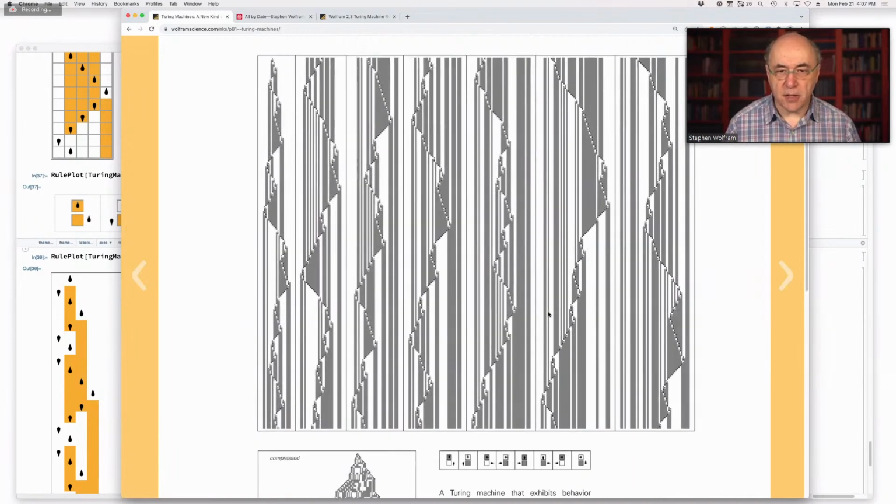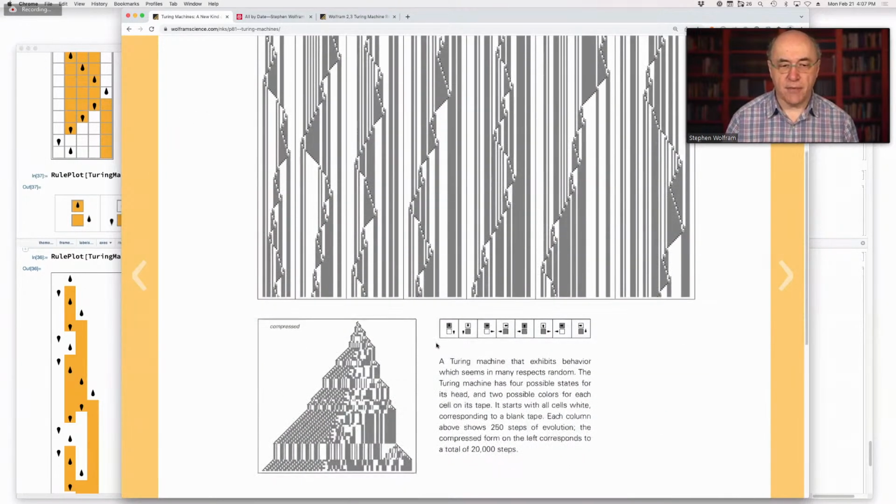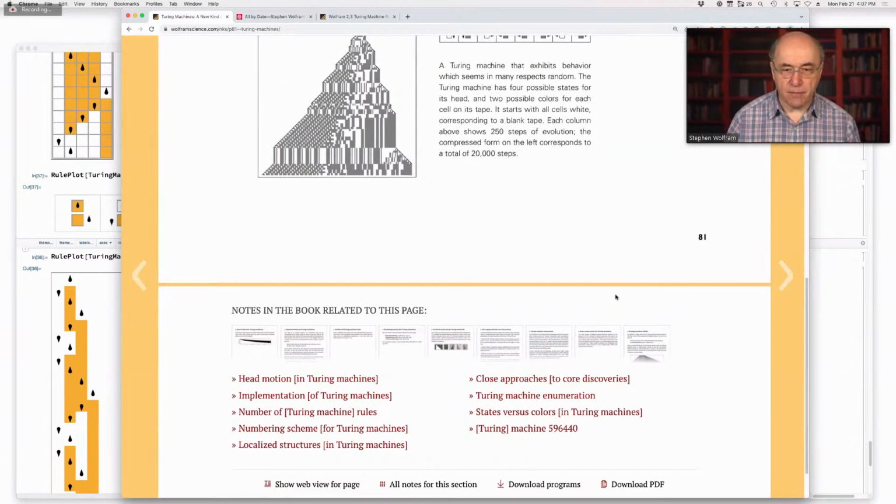Here's an example. I think this is a four-state Turing machine, like that mobile automaton that we saw earlier. Here we're seeing successive stripes of evolution. Even the motion of the head is extremely complicated. And that's the compressed evolution down there. I think I might have, let me see. No, maybe not.